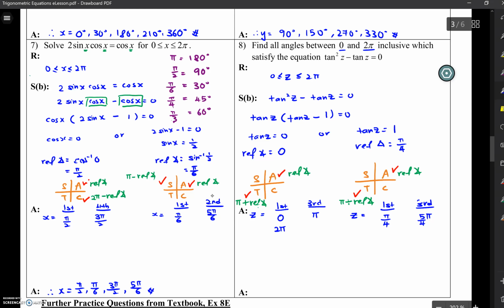Okay, the equation on the right-hand side. And therefore, I can say that my z is equal to, in ascending order, 0, pi over 4, pi, 5 pi over 4, and 2 pi. And that's the answer. Okay, is this clear? Okay, if you are fine with all the examples, we will do more practice in class.